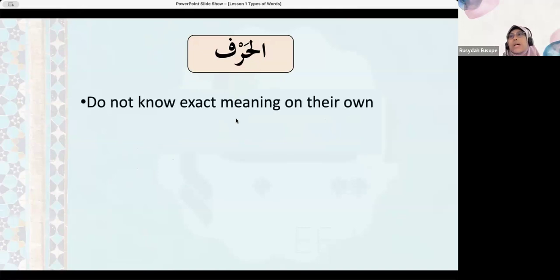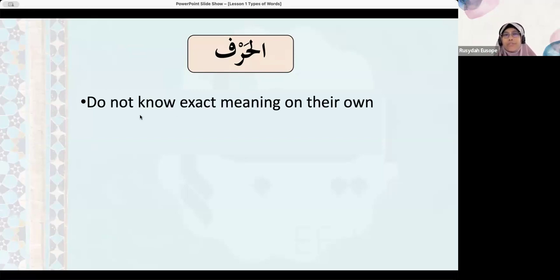All right, let's go to harf. If the word is not a noun and if it's not a verb action, then it will fall under harf. So what is harf? Any word that is not an isim. If it's not a fi'l, then it is considered a harf.